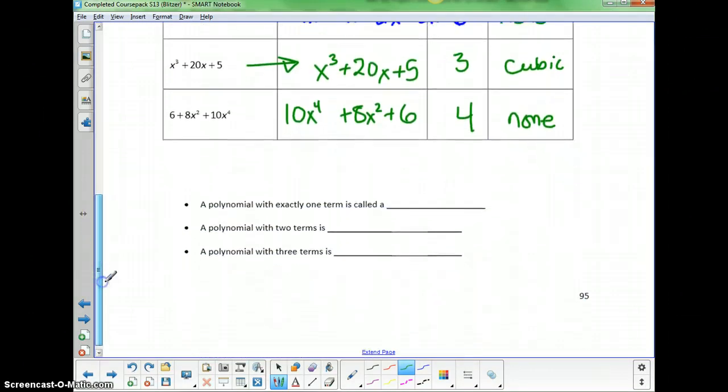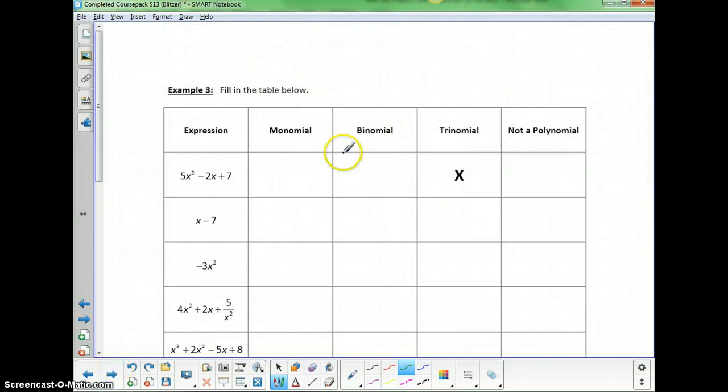Alright, some more definitions. A polynomial with exactly one term is a monomial. A polynomial with exactly 2 terms is a binomial. And a polynomial with 3 terms is a trinomial. Alright, and we'll use these definitions on the next page to fill in this chart.